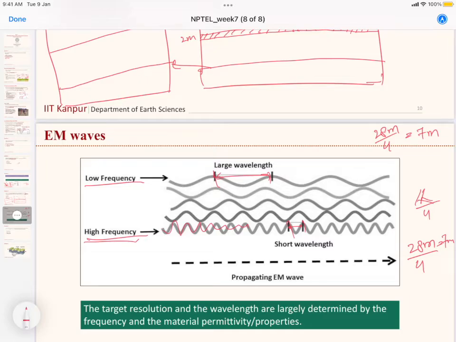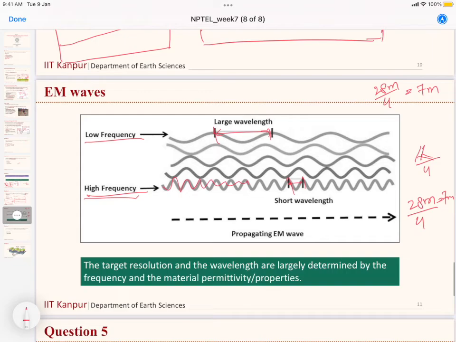Now let's see what it says: the target resolution and the wavelength are largely determined by the frequency and the material property, like material permittivity. Since we have already dealt with the frequency, let's stick to the frequency now. With respect to frequency, you can calculate the wavelength, and through wavelength you can comment on the resolution.